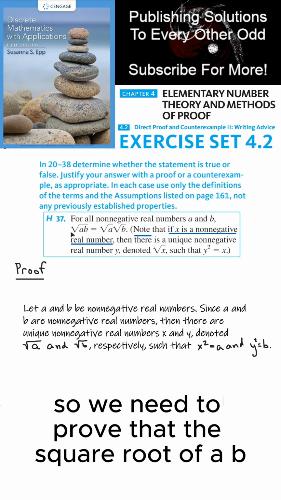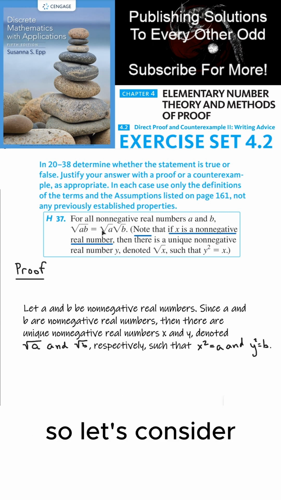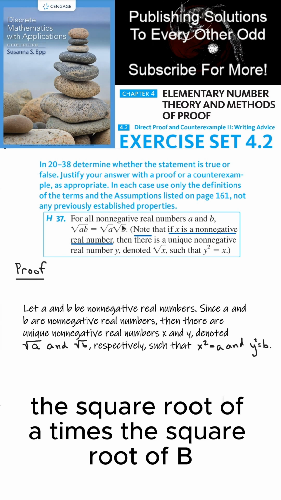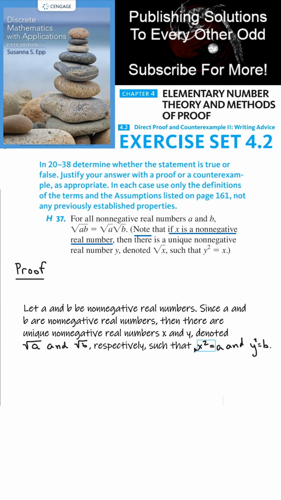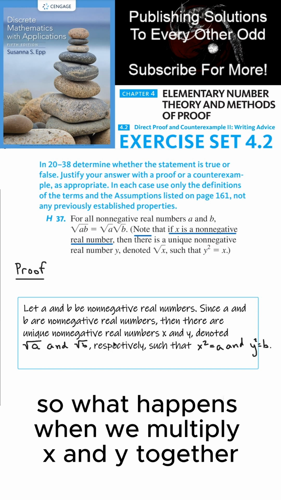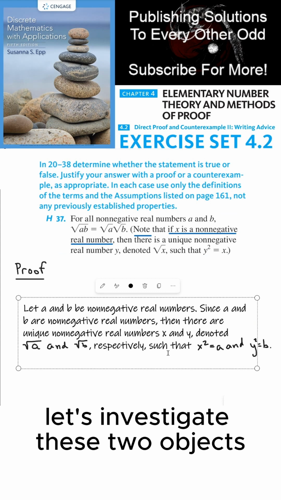So we need to prove that the square root of ab equals the square root of a times the square root of b. So let's consider the square root of a times the square root of b, since the square root of a and the square root of b are just x and y. So what happens when we multiply x and y together? Well, we should get the square root of ab. Let's investigate these two objects.